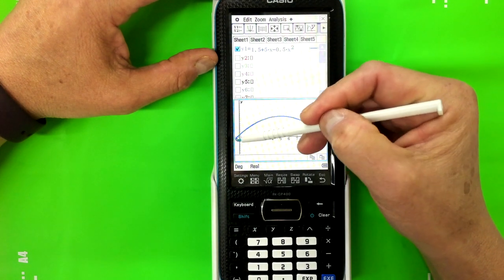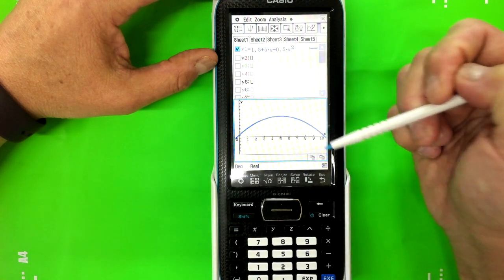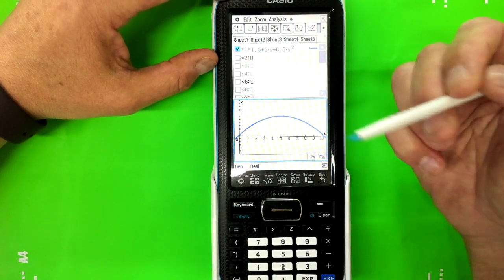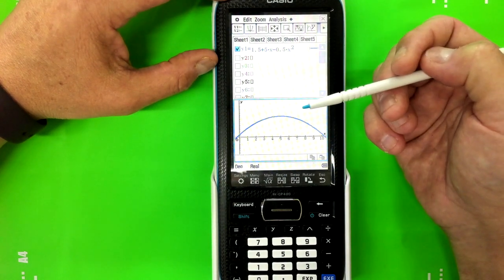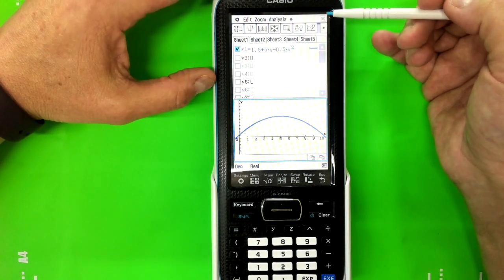Alright, remember, this graph shows you the whole domain and range, and you actually need to restrict the domain and range when you sketch it. That's all using the ClassPad.